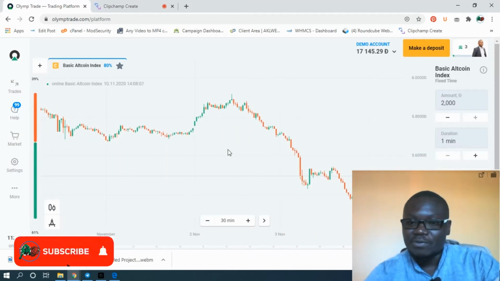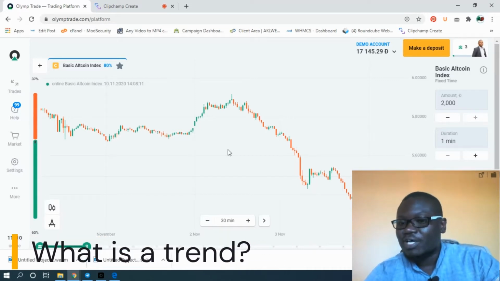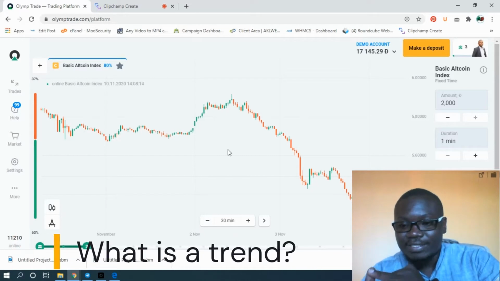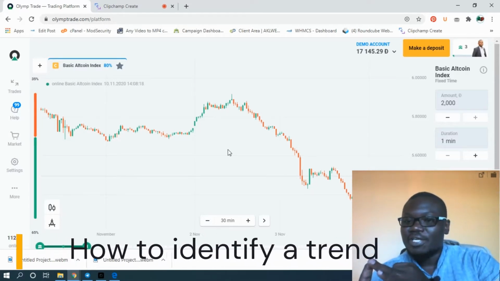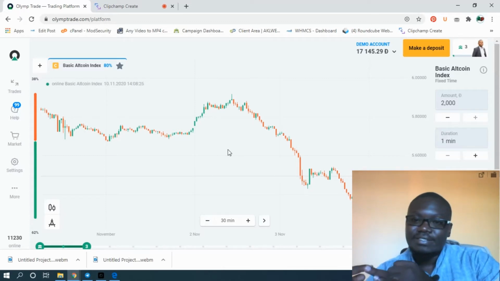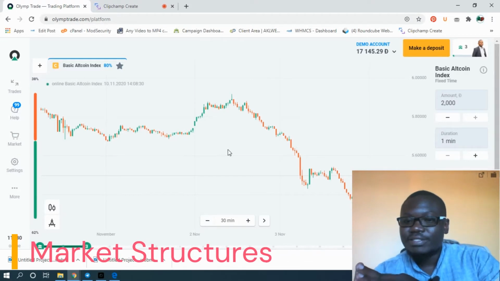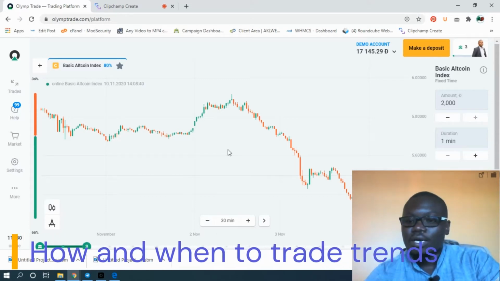Okay, so I will divide this tutorial into four different sections. We will talk about one, what is a trend. Then two, we will talk about how to identify trends in Olymp Trade, the tools that you can use to identify a trend, and the types of trends that exist in trading. Then the third thing, we will talk about market structures, how to identify a market structure. And the fourth thing, we will talk about when to trade these particular trends on Olymp Trade.